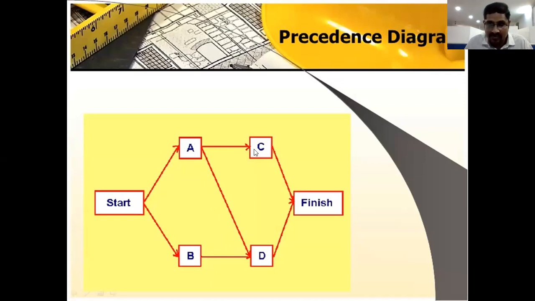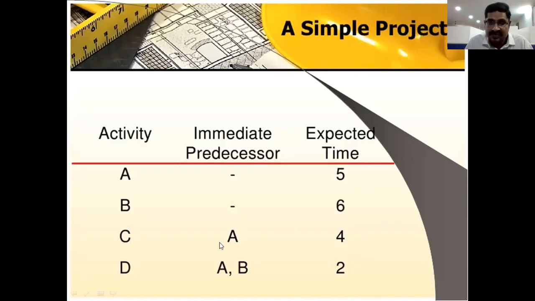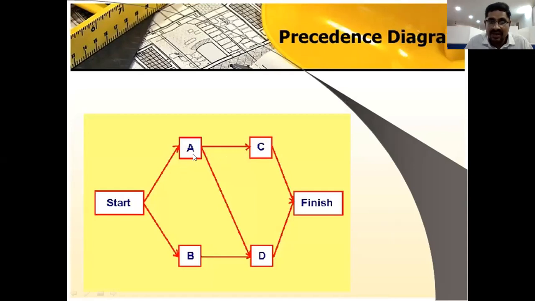The C will perform. So where did C come from? It came when A completed. So A completed, then C will appear. A completed here, then the C activity will be drawn and will perform.